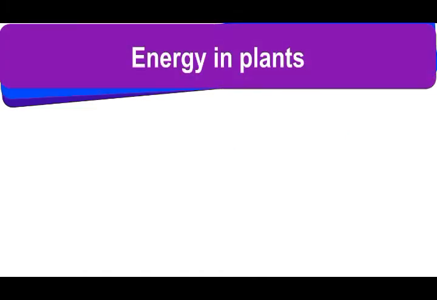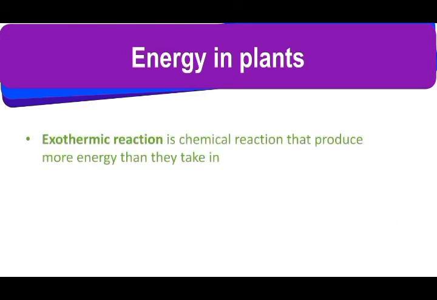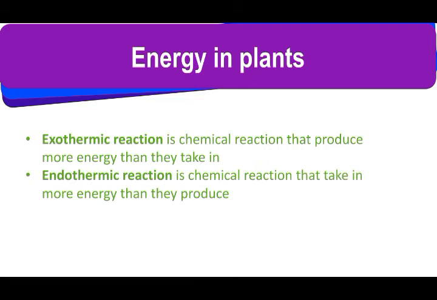Next discussion is about the energy used in plants. There are two kinds of energy. The first term is exothermic reaction. It is a chemical reaction that produces more energy than they take in. And after that, there is endothermic reaction. Endothermic means that the reaction takes in more energy than it produces.